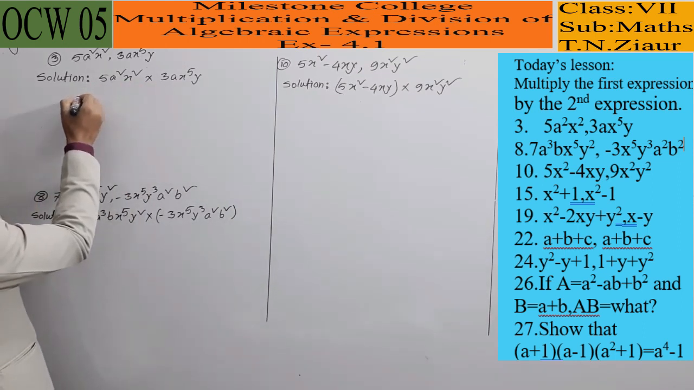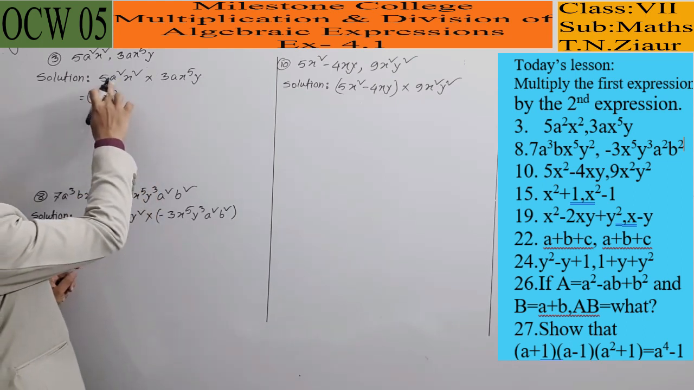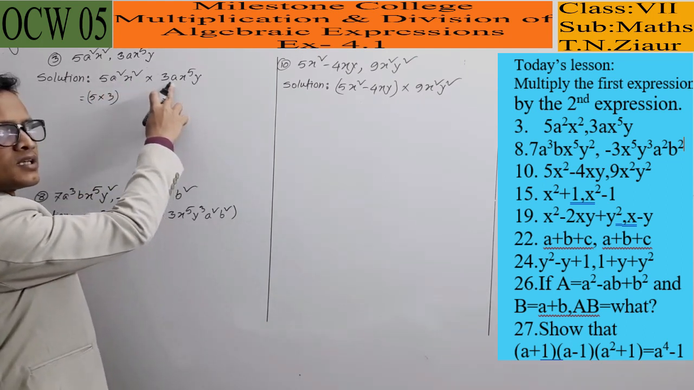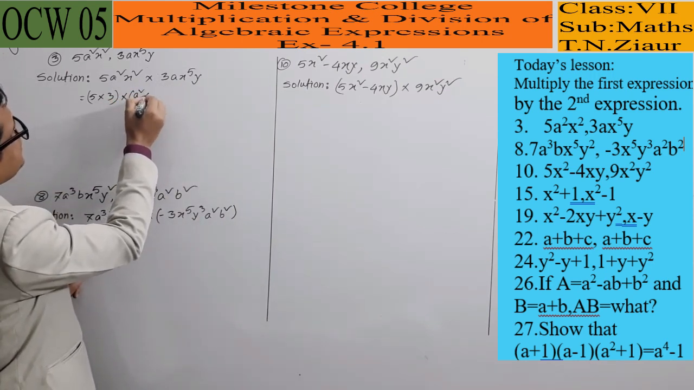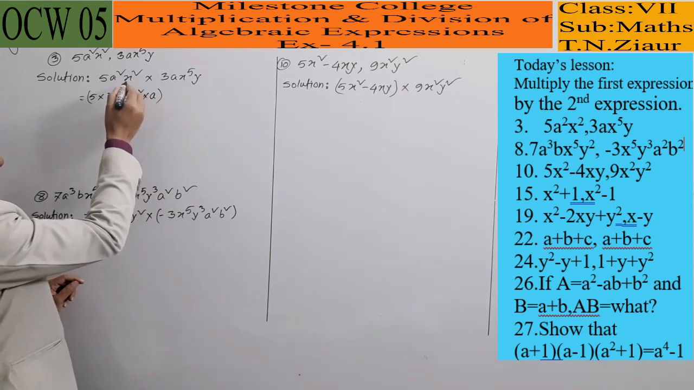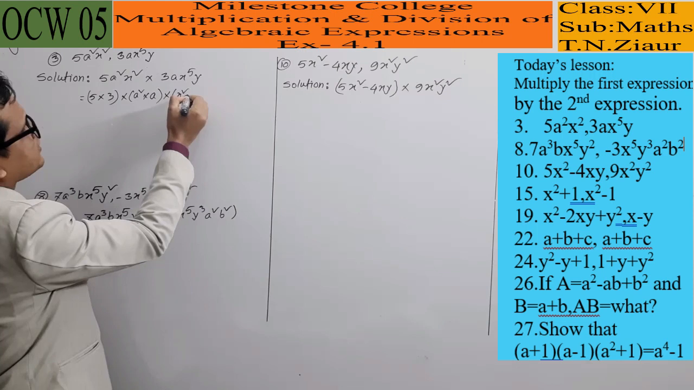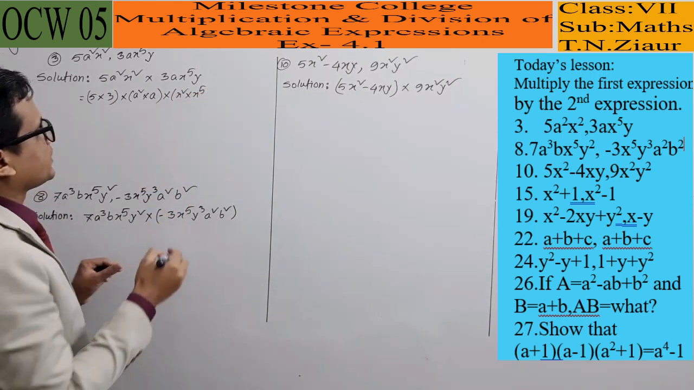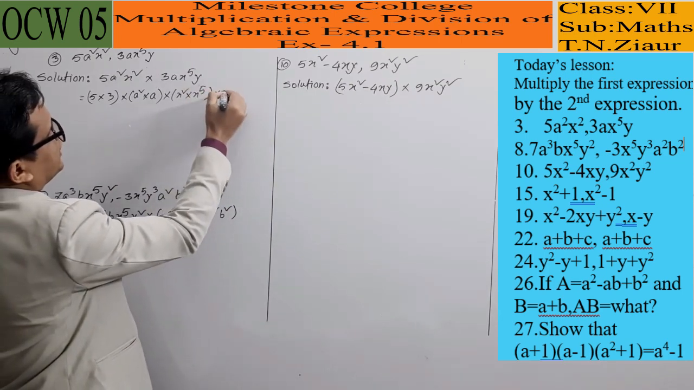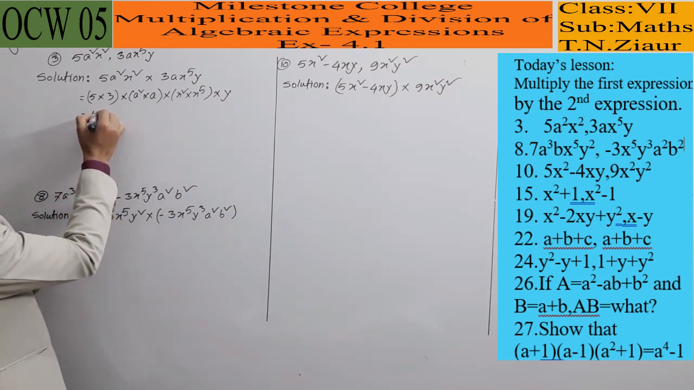Just write the solution, and I have already written this one. So 5 into 3. First we will multiply the numerical part. And there is a square, so now we have to take this a square into a. Just multiply this one. Now x square along with x to the power 5, so x square into x to the power 5. The same symbols will be multiplied first. Then into y. So 5 times 3 is 15. It is very easy, right?